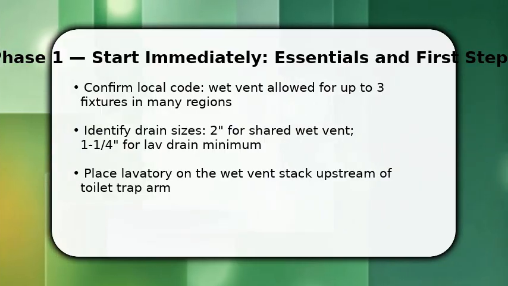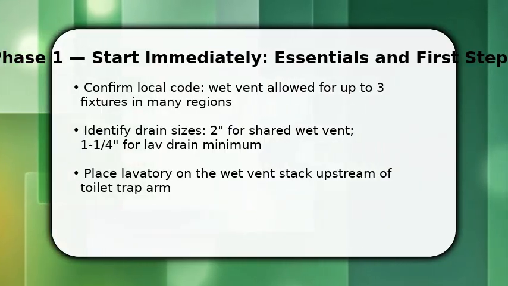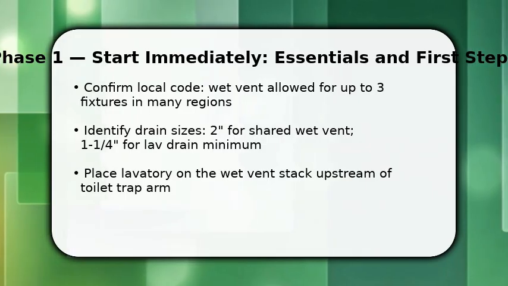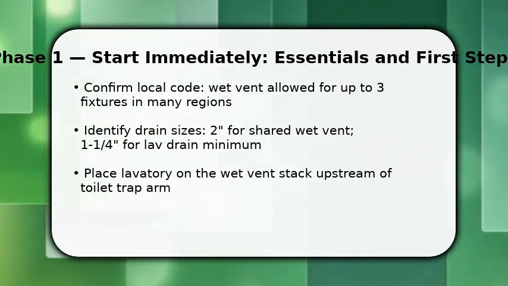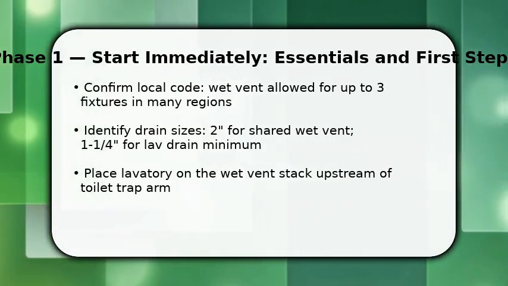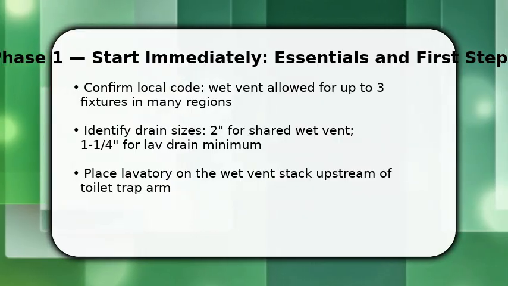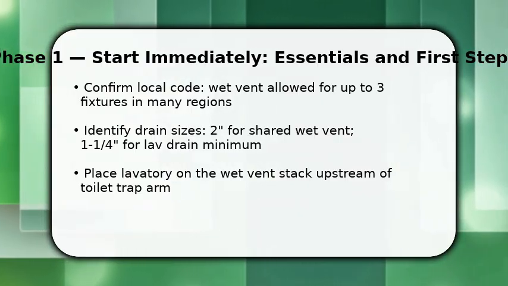Use 2 for the shared stack where required, and drop the lav trap arm to meet the stack without creating low spots. Once done, make sure slope is 1/4 per foot toward the stack. This prevents standing water and keeps the venting effective.